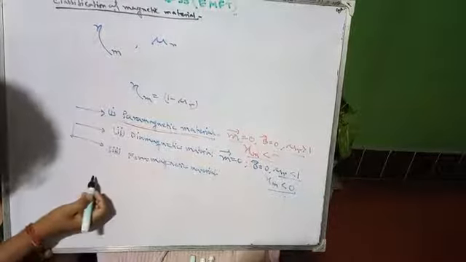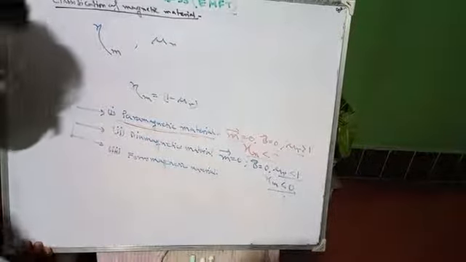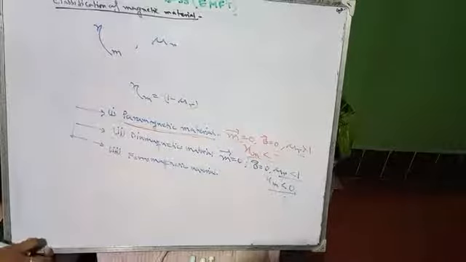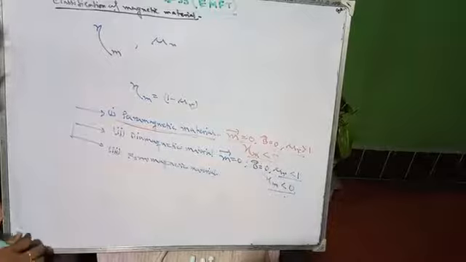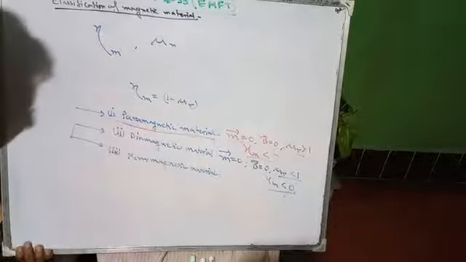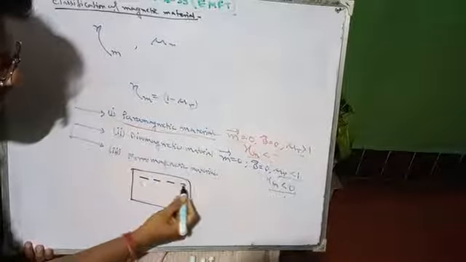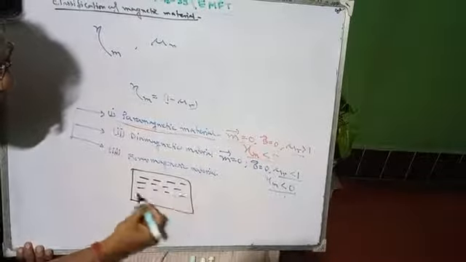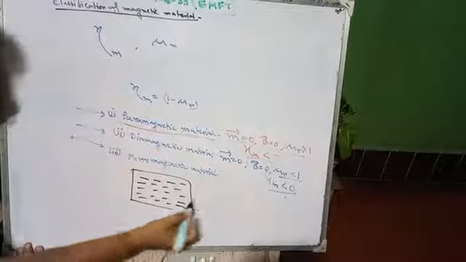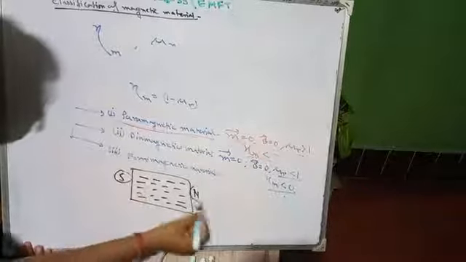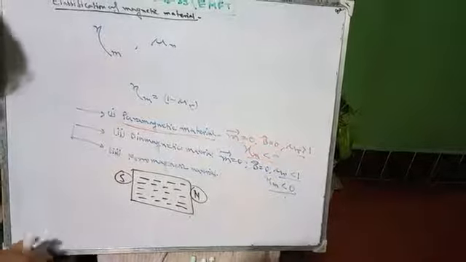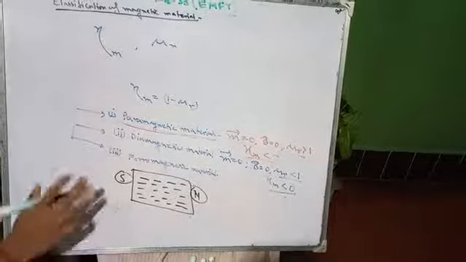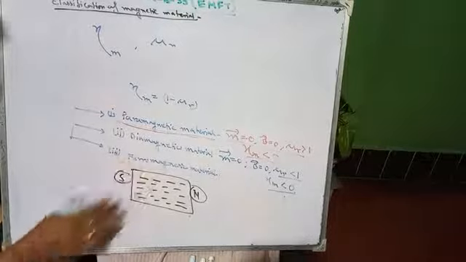Okay, and which are aligned in a certain manner with or without experiencing any external magnetic field. That means they are aligned in a certain way. So that means it will produce a north pole and south pole inherently. Some small amount of north pole and south pole are produced by this material.